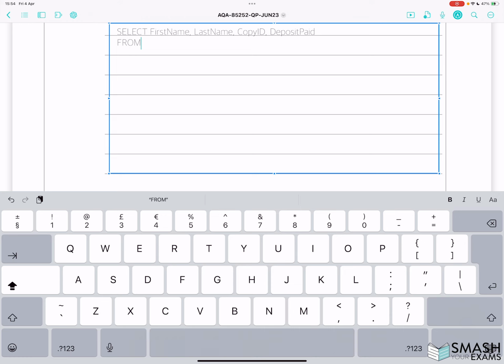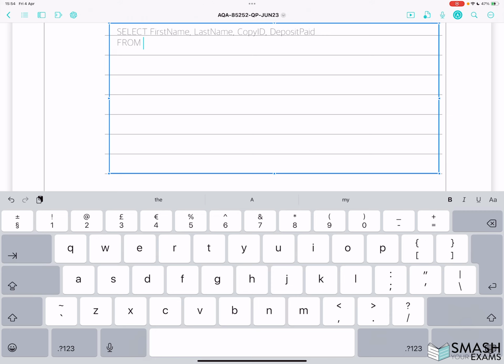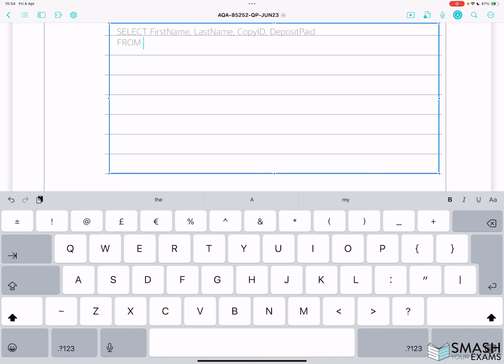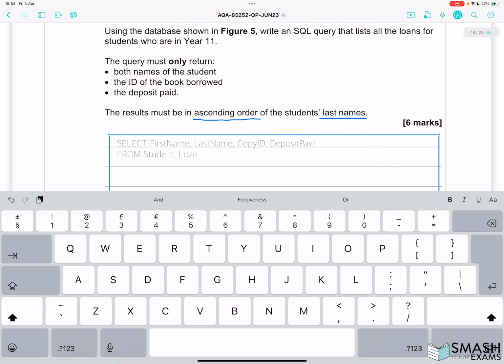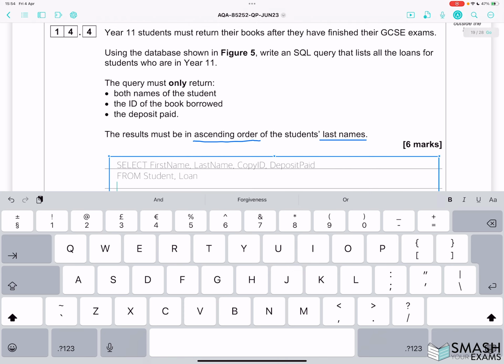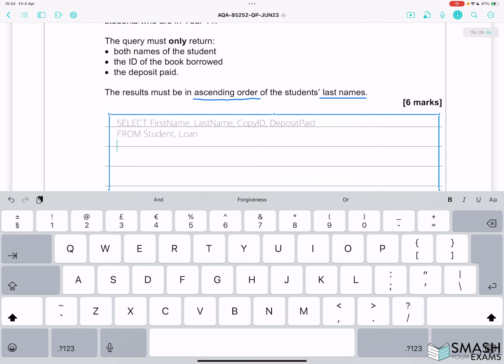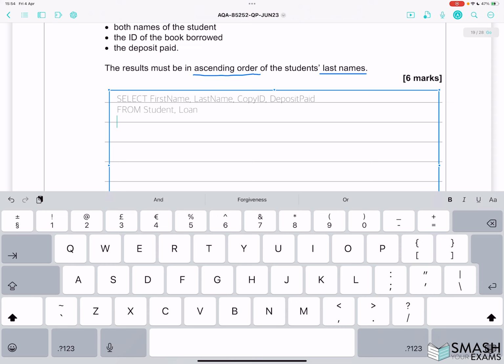Where are we selecting that from? Well, from comes next. And we're selecting that from the student and the loan table, aren't we? So we're going to select that from student and the loan table. Okay. And then what was our criteria there? Well, we basically want to match up any student's ID against the loan that they've made. So what we need to do is put where. This is going to go in our criteria here.